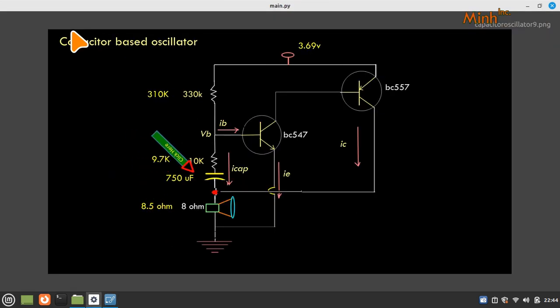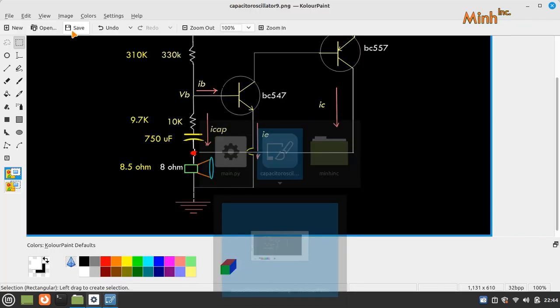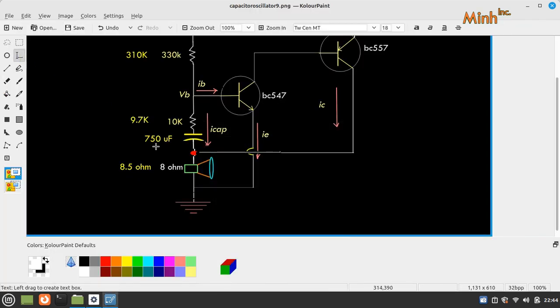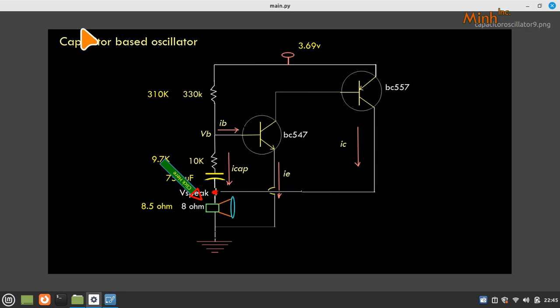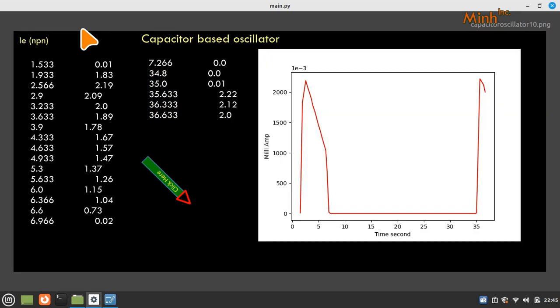Okay, so this is the actual circuit, and the collector of the PNP is connected before the speaker. Now we have measured IB, VB, current across the capacitor, IE and IC of the PNP, and voltage across the speaker. Okay, so voltage across the speaker also we have measured. Okay, now we have all the graphs ready.